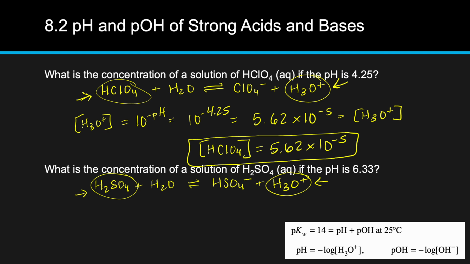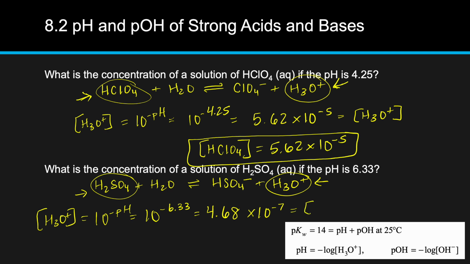So now we have pH. In order to get the concentration of hydronium ions, we're going to take 10 to the negative pH. So 10 to the negative 6.33. When we do that, we get 4.68 times 10 to the negative 7th, and we just solved for the concentration of H3O+, which is the same as the concentration of sulfuric acid. So that will be our final answer.